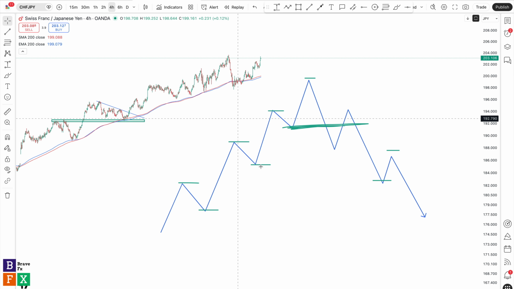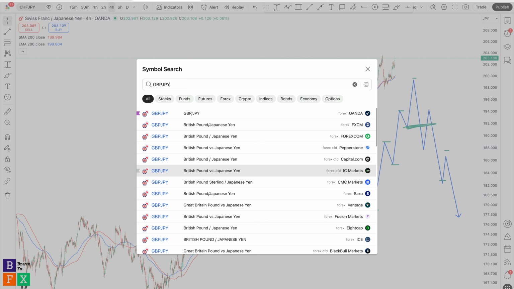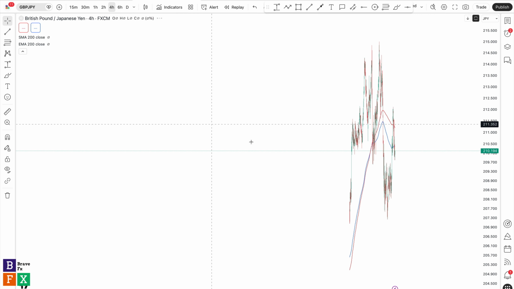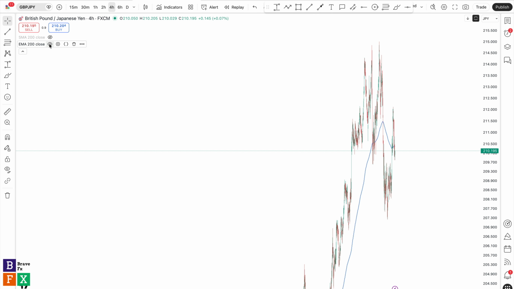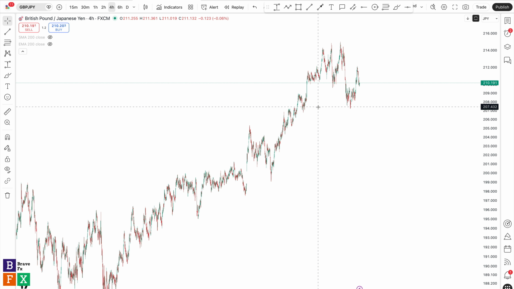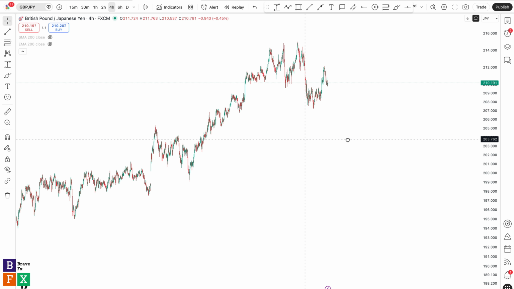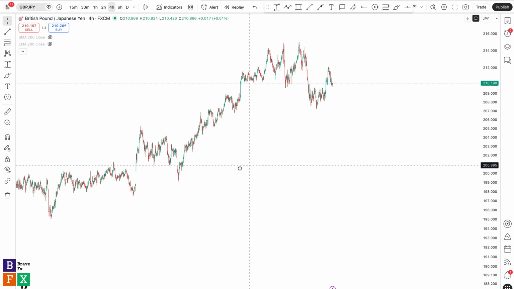You can see CHF JPY, for example. You can check GBP JPY as well. JPY pairs have been trending nicely recently. So I'm just going to remove these, get rid of this moving average, and you can see the trend is bullish. This is a 4 hour chart on GBP JPY. You can see a clean bullish trend now, right? So this is what we're talking about, market structure.